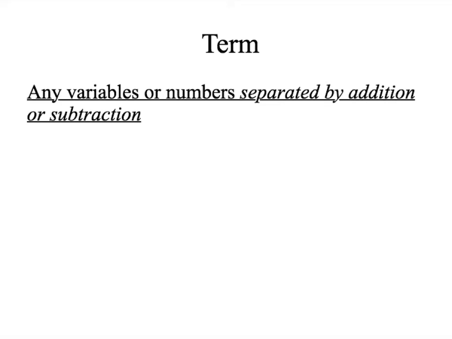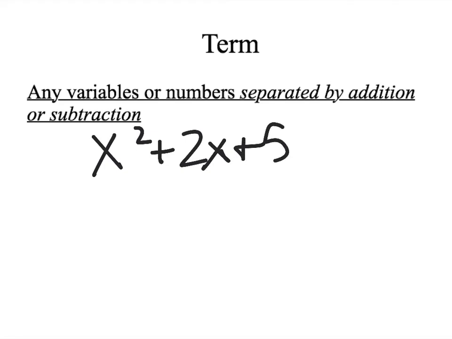Terms: we count the number of terms by counting the things that are separated by addition or subtraction. So if we had x squared plus 2x plus 5, we would have 3 terms. Right here, 1, 2, and 3.